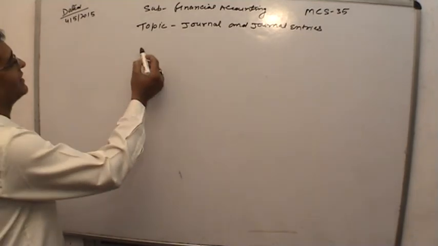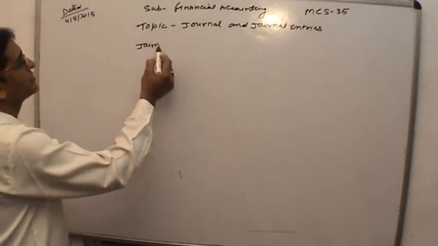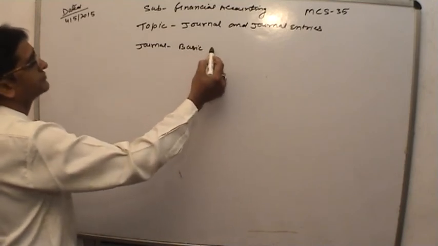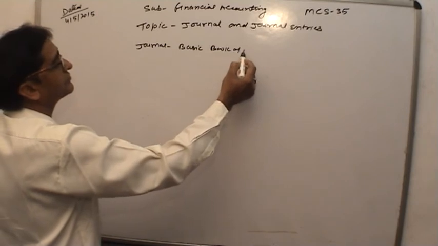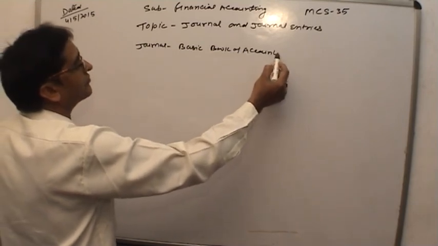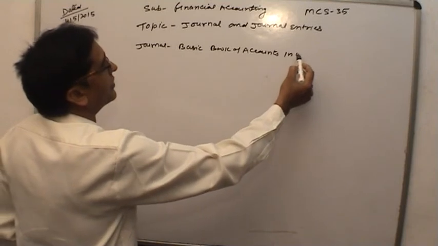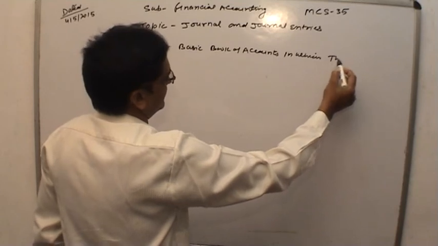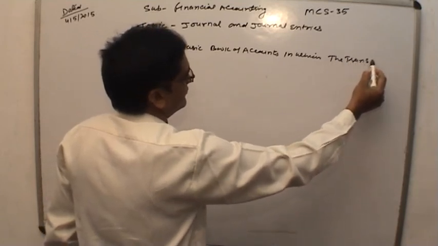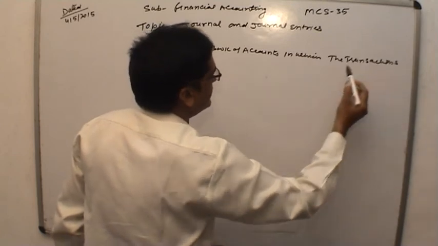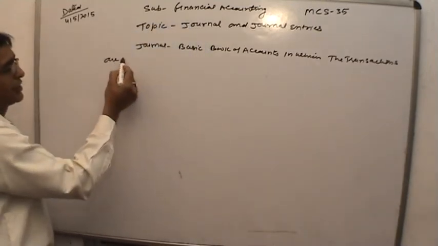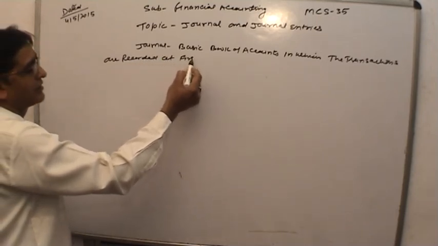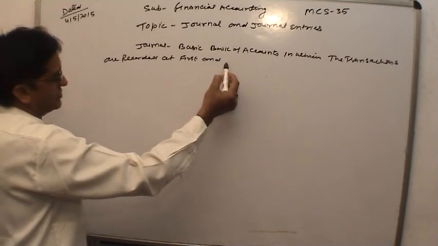Journal, what is journal? Journal is actually a basic book of accounts in which the transactions are recorded at first, and it is a chronological record.